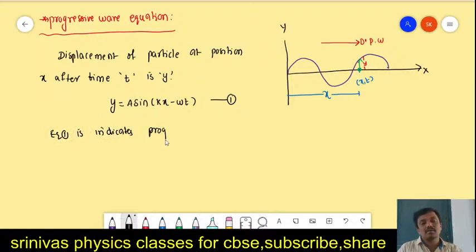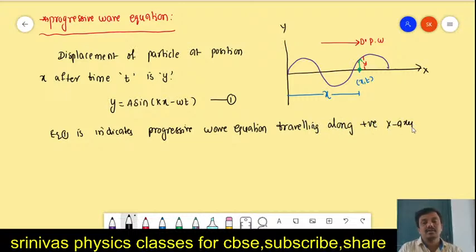progressive wave. That above equation is called the progressive wave equation traveling along positive x-axis. This is the equation for the progressive wave traveling along positive x-axis.